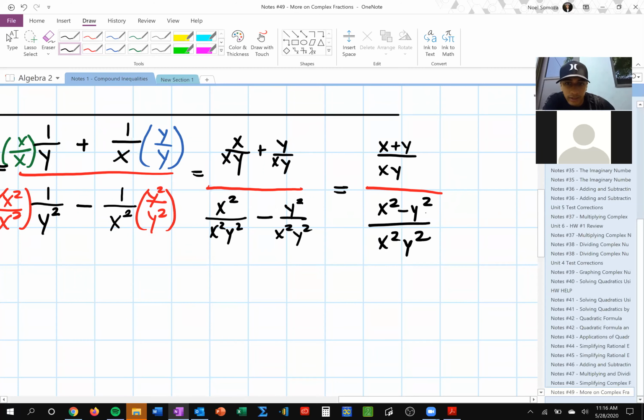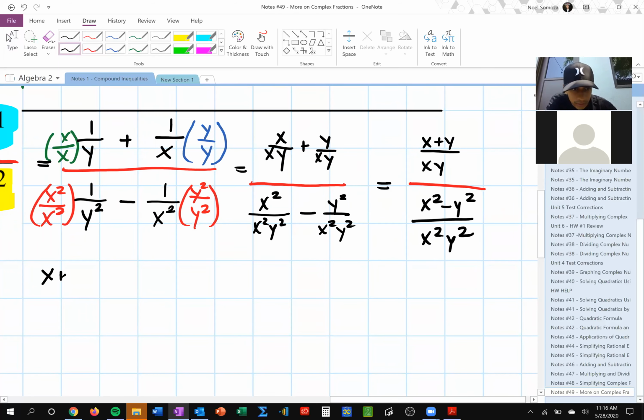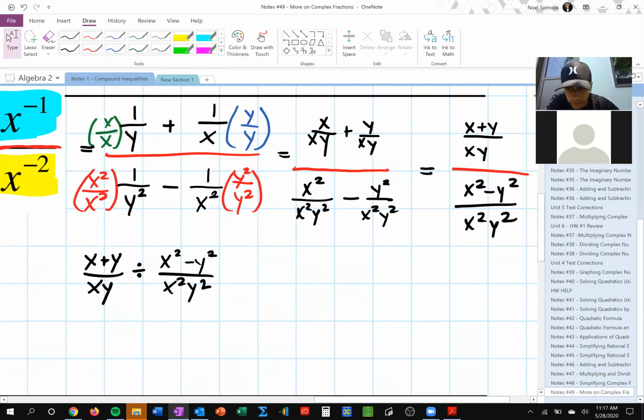Okay, so now let's go ahead and rewrite this as a kind of long division. So we have x plus y over xy divided by x squared minus y squared all over x squared y squared. Okay, you guys with me so far? Want to make sure I didn't lose anybody. All right, sounds good. Let's keep going then.